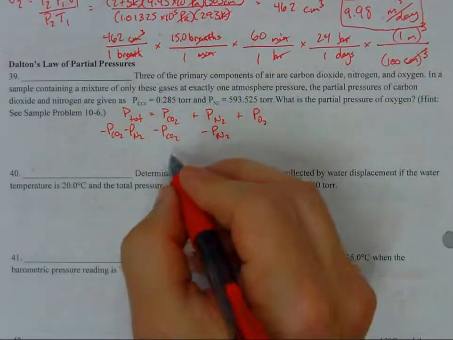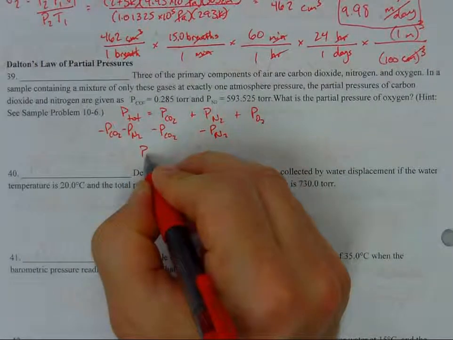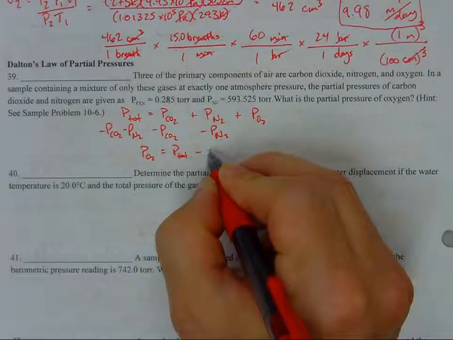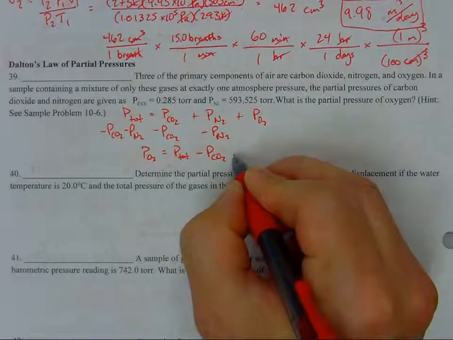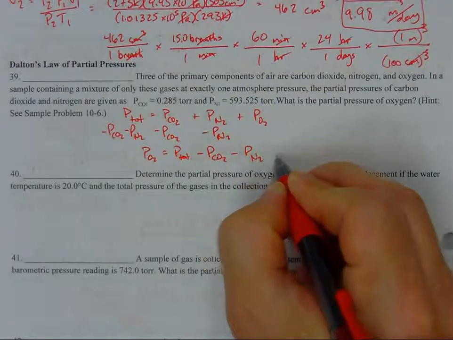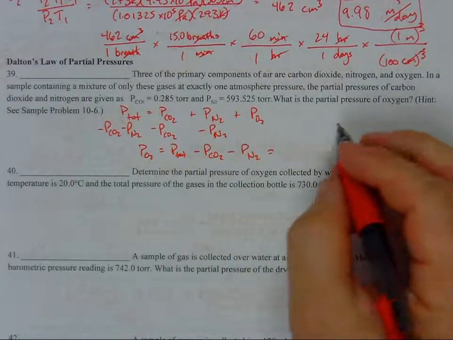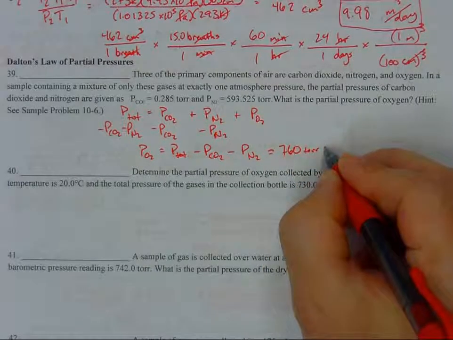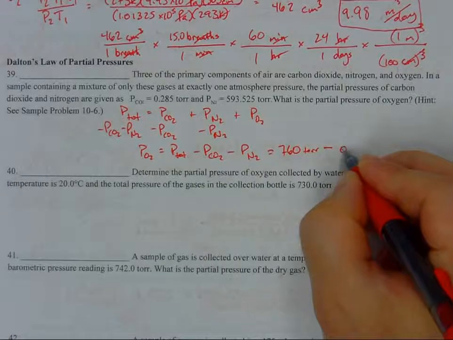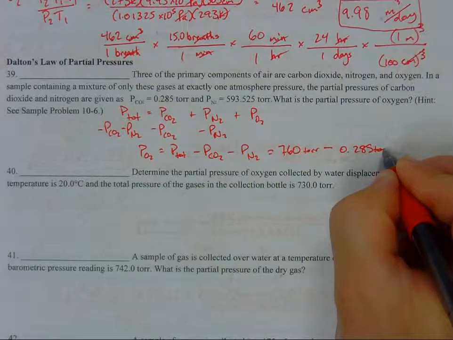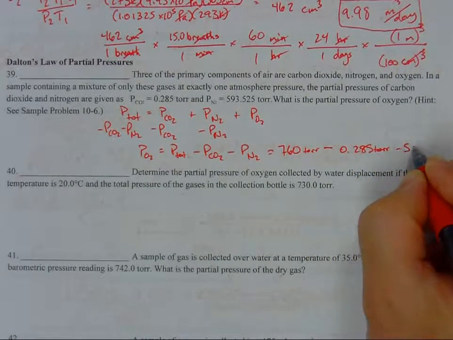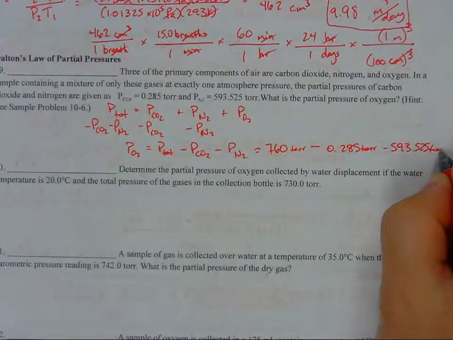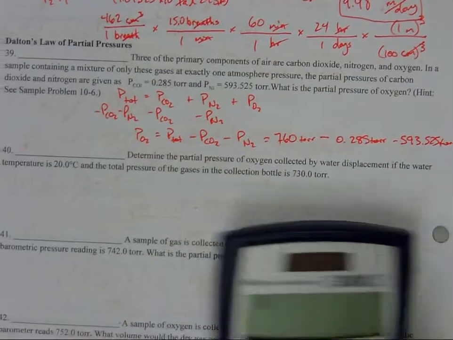So I'll end up with pressure of oxygen equal to total pressure minus pressure of CO2 minus the pressure of N2. And using the numbers that I've been given already, that's 760 torr minus 0.285 torr, and then minus 593.525 torr. And I'm ready to calculate.